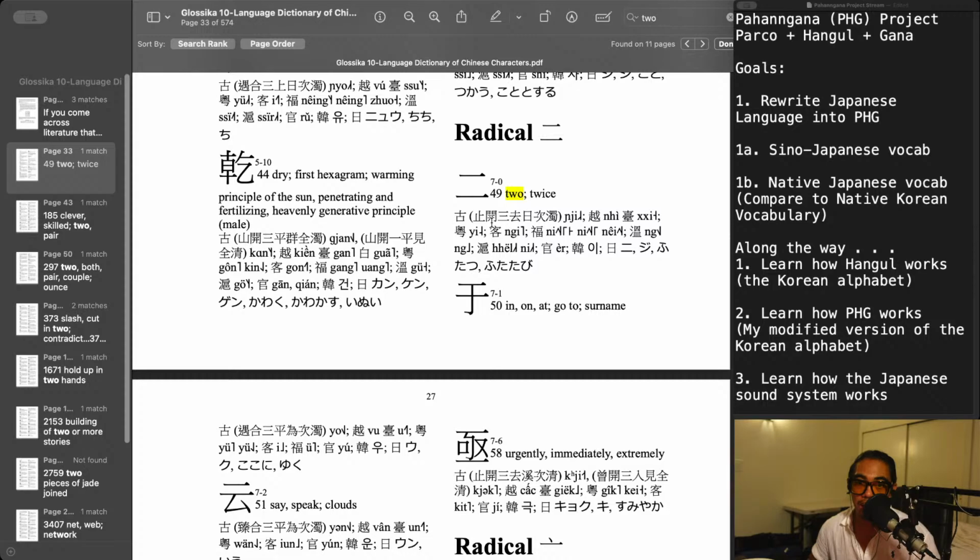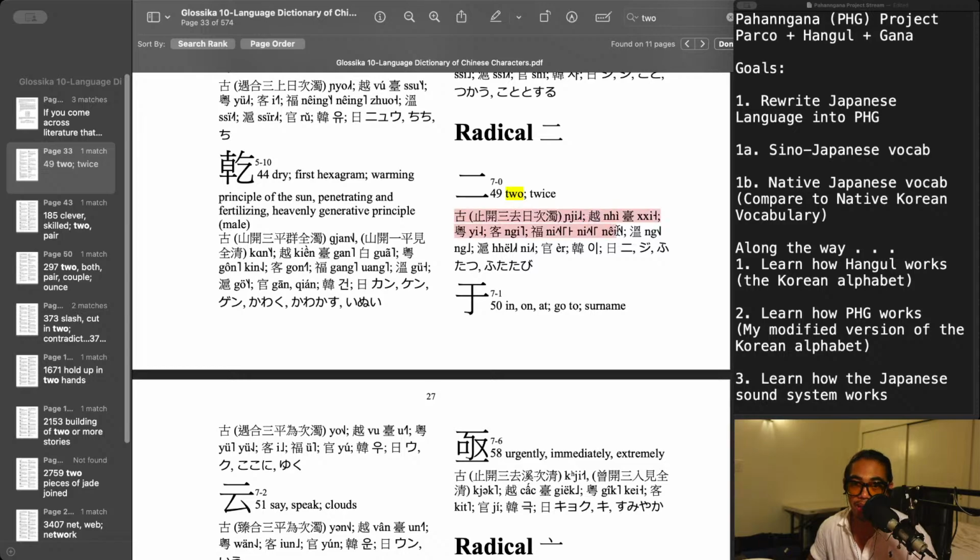So for 2, we can see the reconstruction as ni. Right there. This is actually Vietnamese. Vietnamese is very interesting. I wish I knew Vietnamese, because apparently Vietnamese preserved a lot more than a lot of modern languages, so it's very conservative with the pronunciation. So here we go. Oh, okay, there is something that I did miss here. In Korean, we have i, and in Japanese, we have ni and ji. How do you get those two?